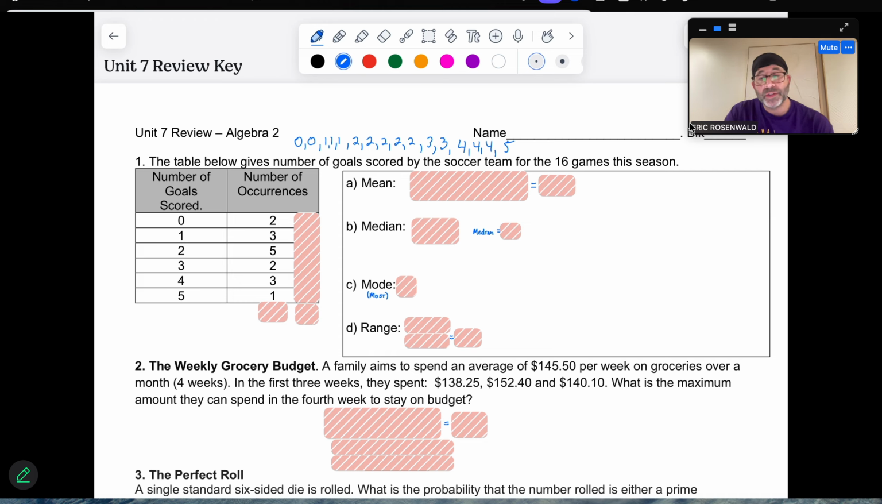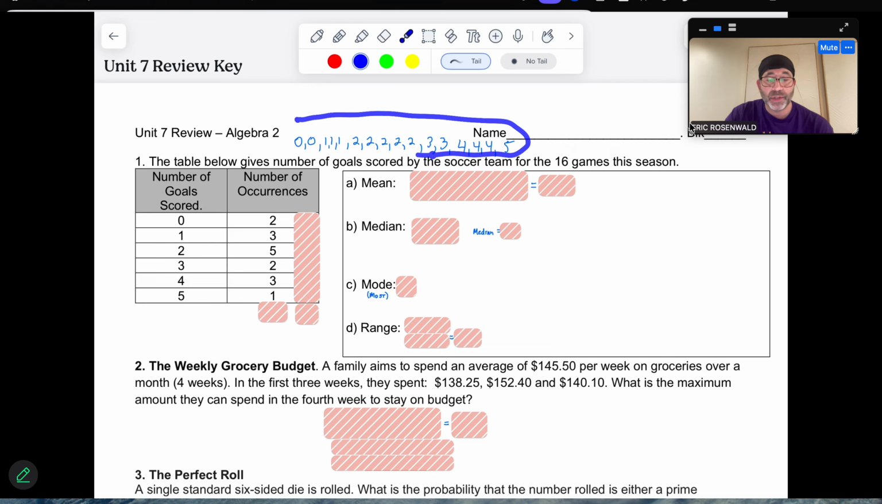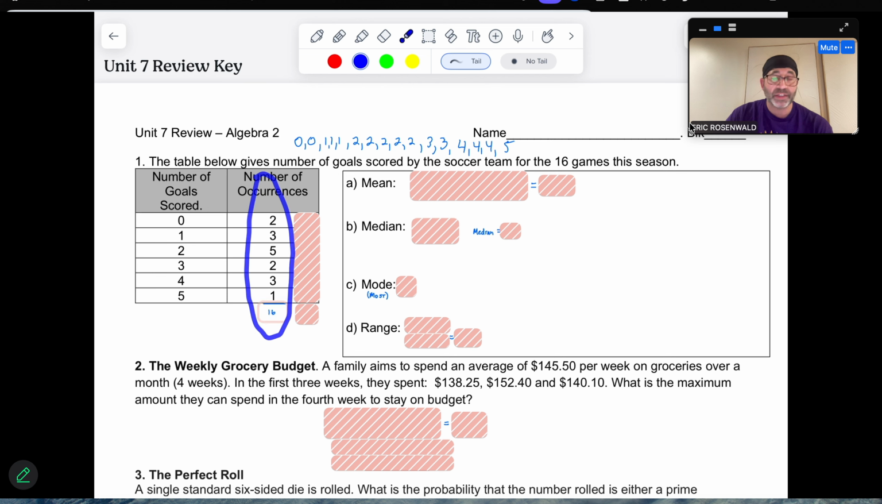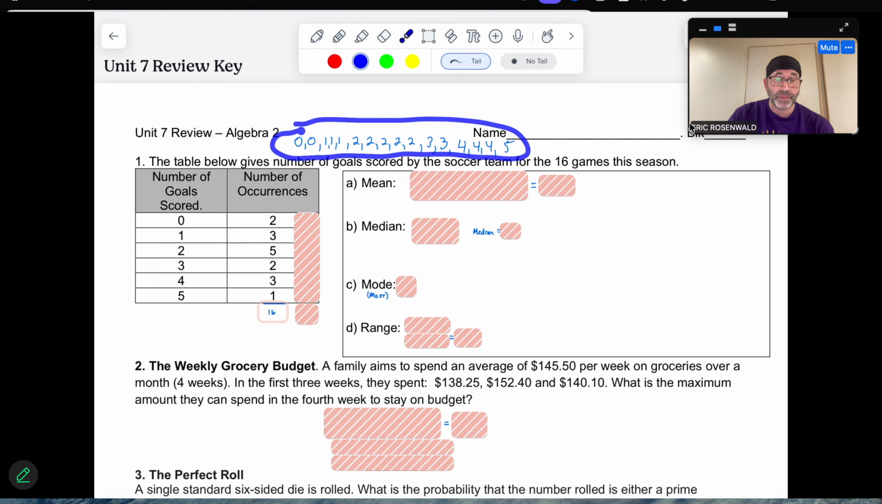So when we look at this data, to find the average we have to add up all of these numbers together. Then from there, we add up how many times it actually does occur, or how many different games took place. When we add all those together, there are 16 games that took place. You can see that there are 16 data points here.